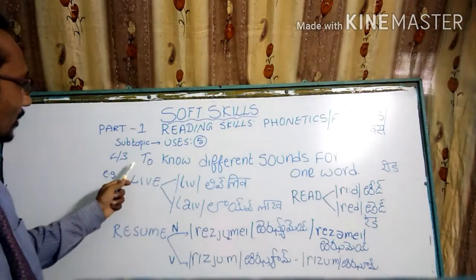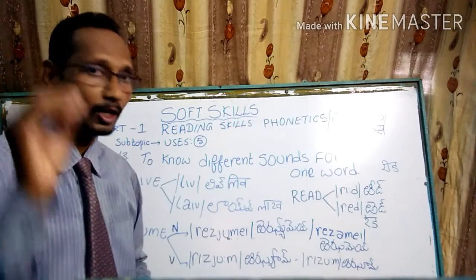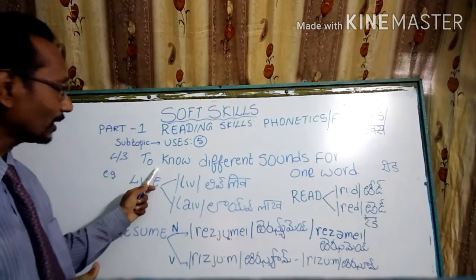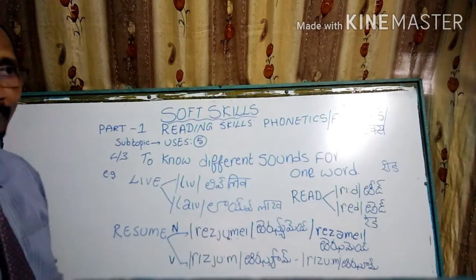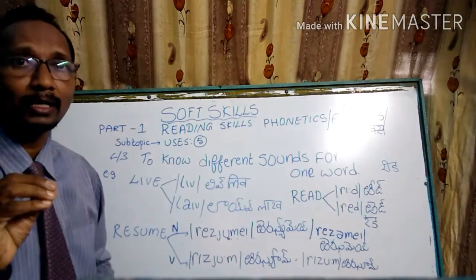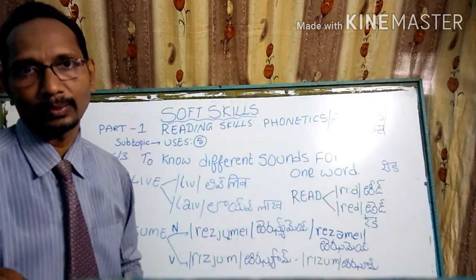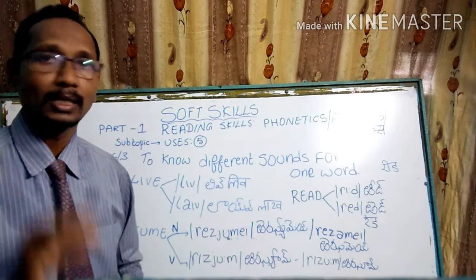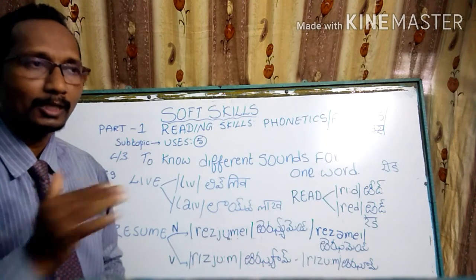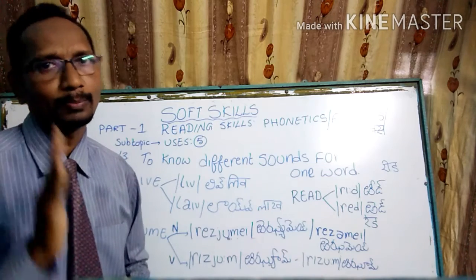So coming to the third use, to know different sounds for one word. If you learn phonetics, you can get the benefit from the third use. That means we can find out the words without depending on our teachers or other educated people. By ourselves we can pronounce the words in a different way, as native English speakers pronounce.